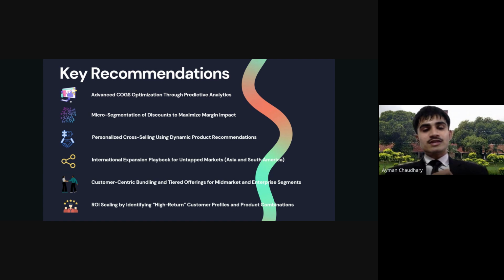Then we have customer-centric bundling and tiered offerings for mid-market and enterprise segments. As I mentioned before, these are our low profit segments.